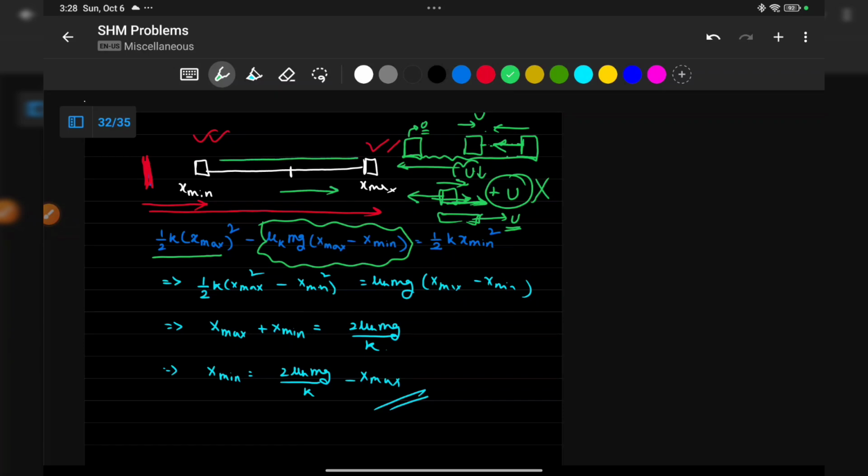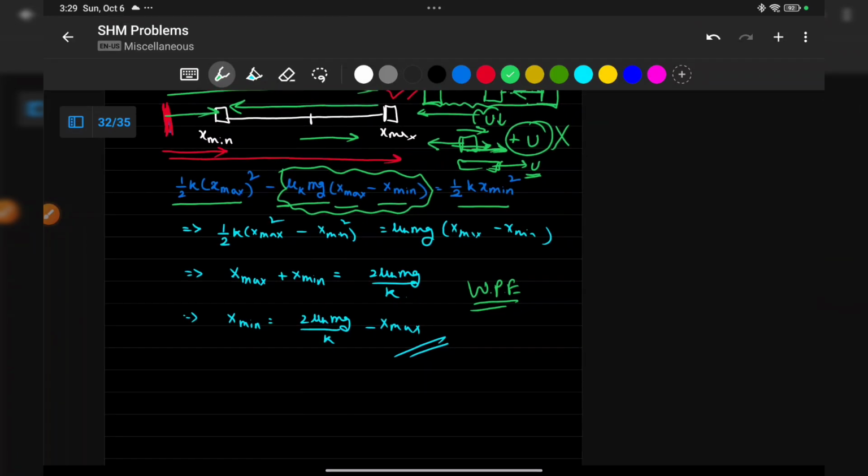So minus mu k mg, and what is the total work? This is the x max and this is the x min. So x max minus x minimum is equal to half k x min square. You can see this is the work energy theorem I'm using, and I get x minimum as this. Okay, so this is the first and second part of the question. The first part is not completely described.